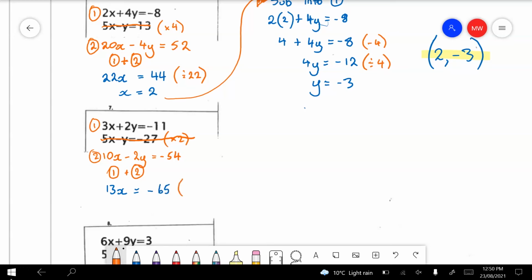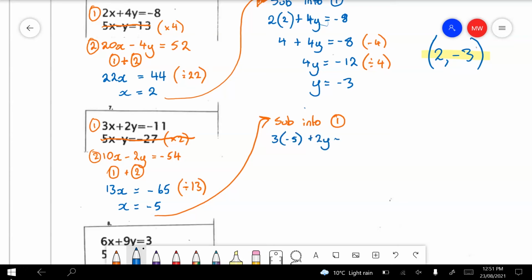Balance method, divide by 13 both sides, all I have left is x, and over here I have minus 5. Need to sub this into equation 1 because it's got smaller numbers and we can go into whichever one we want. So every time we see an x, we'll replace it with a minus 5, so it'll just read 3 times minus 5 plus 2y equals minus 11. So we've got minus 15 plus 2y equals minus 11.